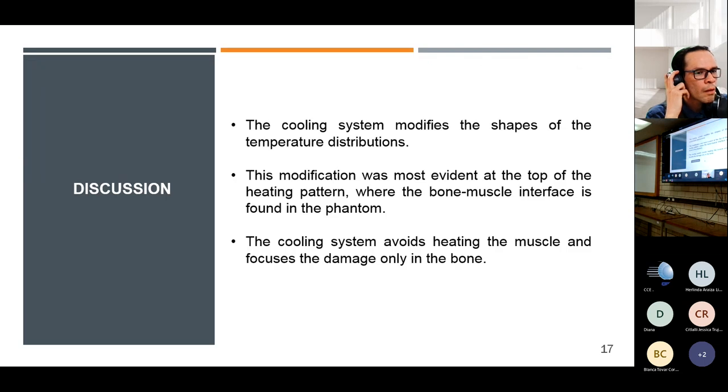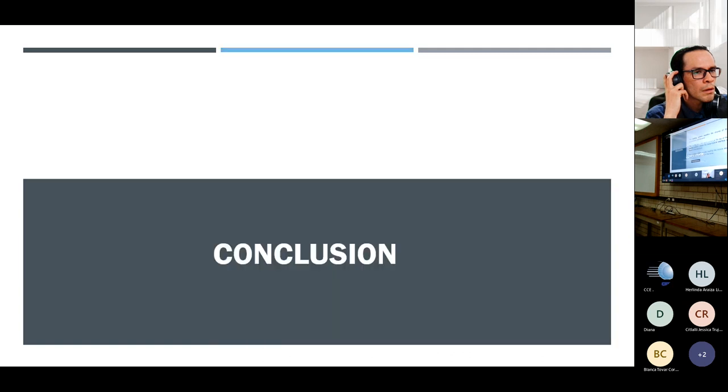As discussion, this cooling system modifies the shape of the thermal distribution, but this modification was most evident at the top of the heating pattern, where the pump muscle interface is found in the phantom. And the cooling system avoids heating in the muscle and focuses the damage only, in this case, in the bone.